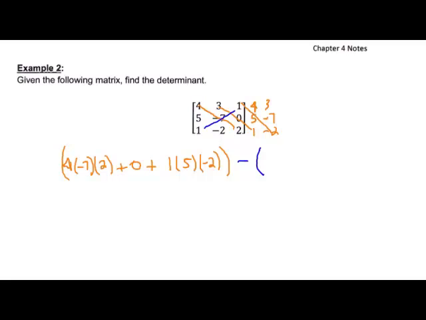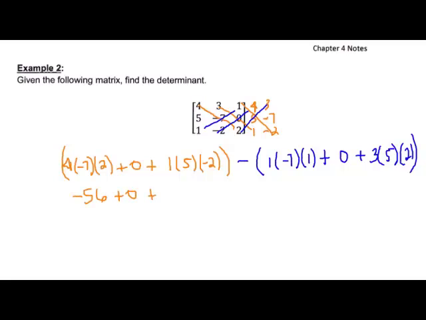1 times negative 7 times 1 plus 4 times 0 times negative 3, which again is 0, plus 3 times 5 times 2. Now we just need to simplify. 4 times negative 7 times 2 is negative 56 plus 0 plus 1 times 5 times negative 2, which is a negative 10. Again, we're subtracting. 1 times negative 7 times 1 is just negative 7 plus 0. 3 times 5 times 2 is 30.